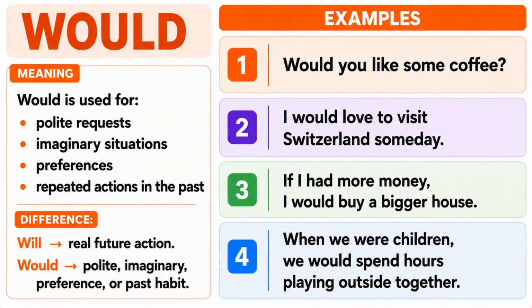Now we will learn about would. Would is used for polite requests, imaginary situations, preferences, and repeated actions in the past. There is an important difference between will and would. Will is used for real future actions. Would is used for polite situations, imaginary situations, preferences, or past habits.